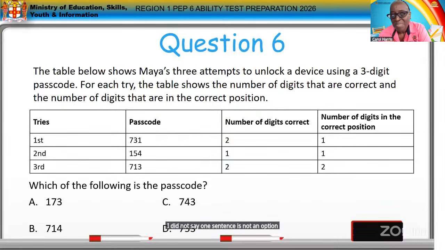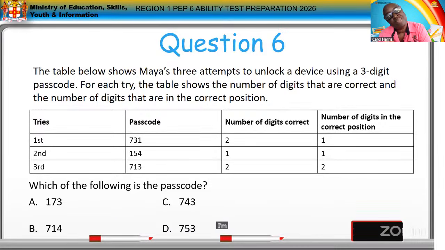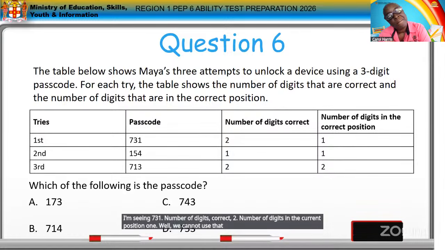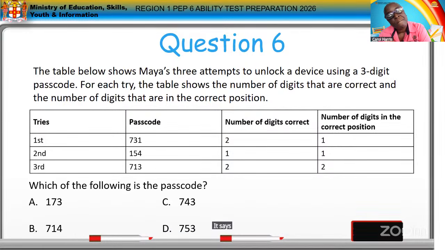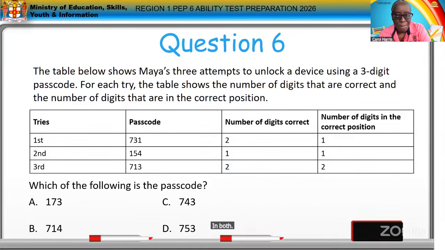I'm going to explain something here, miss. All right, when I look at the first, I'm seeing 731, number of digits correct 2, number of digits in the correct position 1. Well, we cannot use that to analyze everything. So we went to the second. It says 1 number of digits correct. Am I correct? So when I look at 731, I'm seeing 1 common in both. So therefore, 1 must be one of the numbers, and 1 is in the first position.